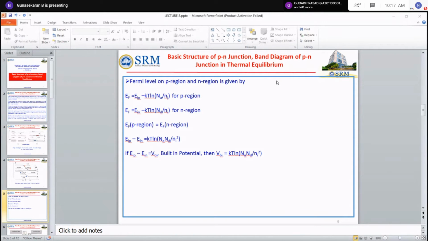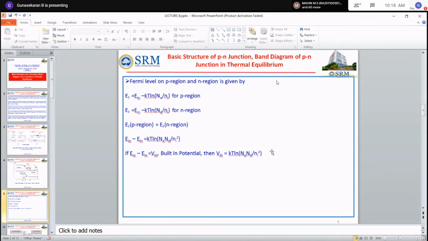In that equation, NA is the concentration of acceptor atoms. What about ND? The concentration of donor atoms. And what about Ni? Ni is nothing but the carrier concentration of the intrinsic semiconductor, that is, the number of electrons or holes in the intrinsic semiconductor.